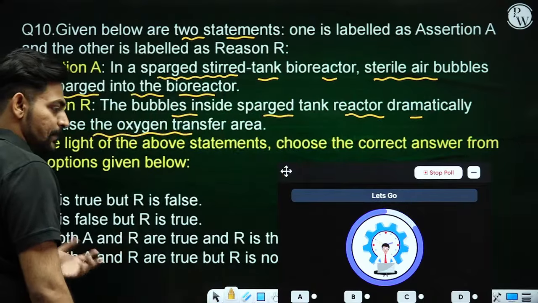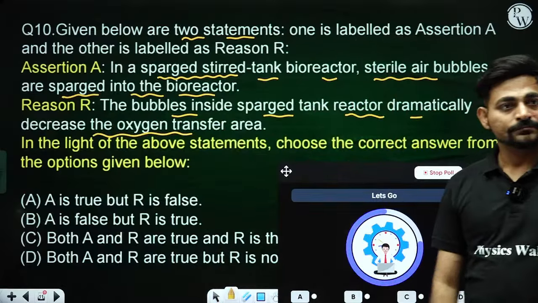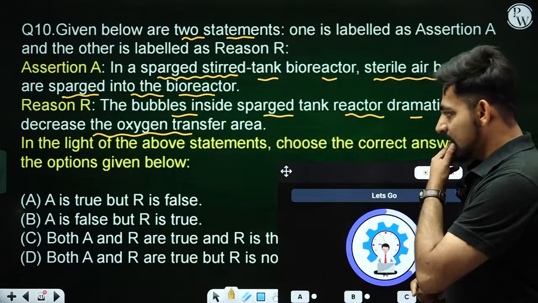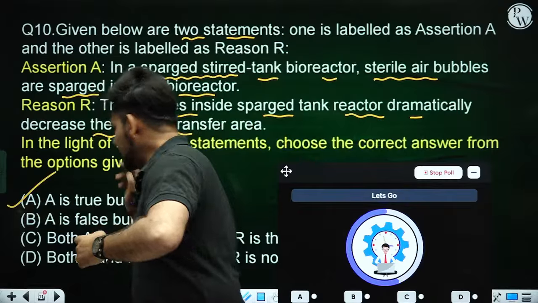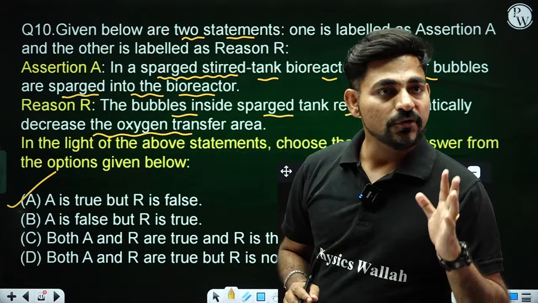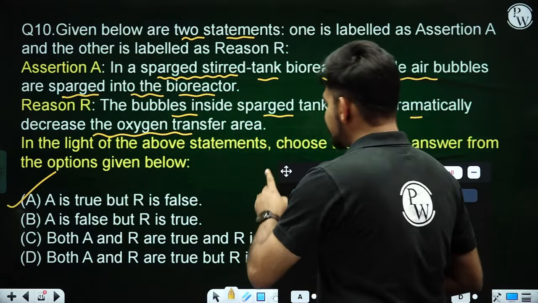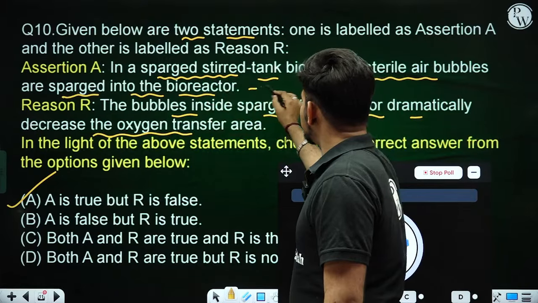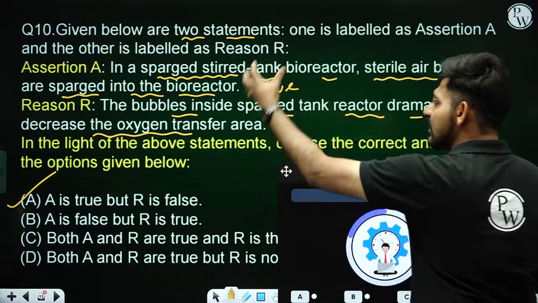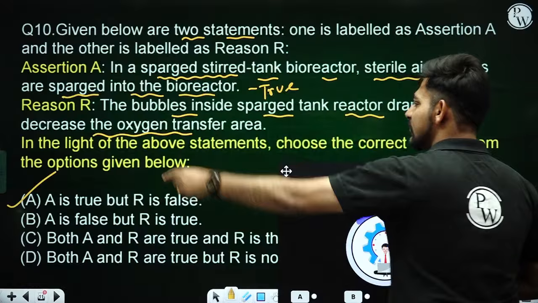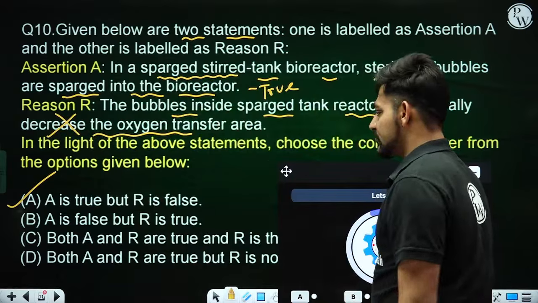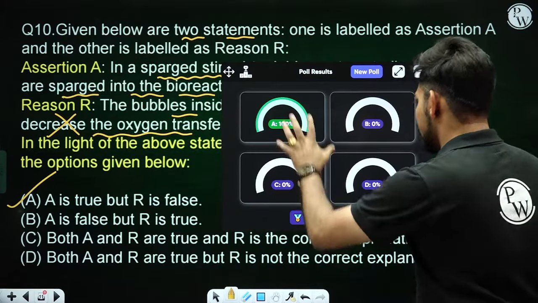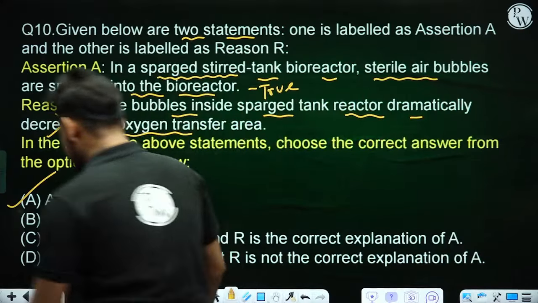So let me check how many of you are giving the right answer for this particular question. Already I have got two answers from Raj and Ayush. Both of them answered option A, and Ritika has also given the right answer. Assertion is true. In a sparged tank bioreactor, sterile air bubbles are sparged into the bioreactor. That is an absolutely true fact. But this bubbling will be increasing the oxygen transfer area, not decreasing. So this is a wrong statement. That's why we got option A as the right answer. So 100% of you have given the correct answer for this particular question.